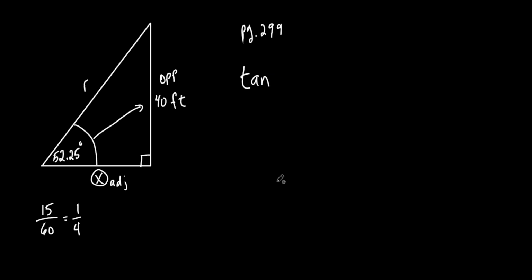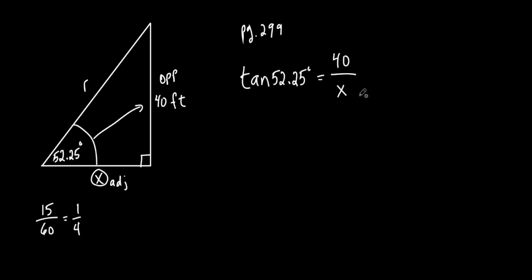It's not just any old angle theta. We know the angle. What is the angle? 52.25 degrees. Right? So we take the tangent of that angle equals the opposite over the adjacent. Which one is opposite? It's 40. Which one's adjacent? It's x.